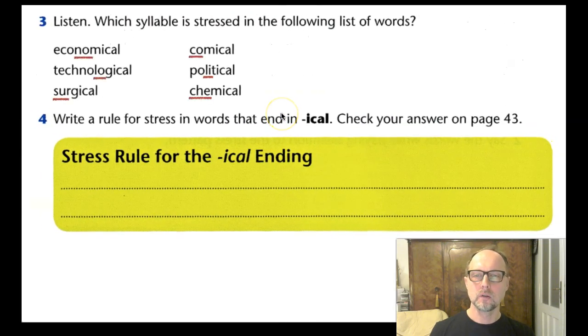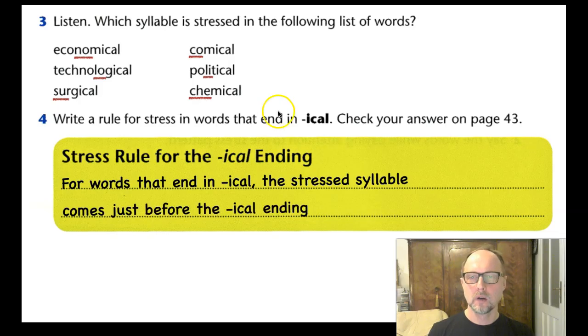For ical, the stress rule for the ical ending, for words that end in ical, the stress syllable comes just before the ical ending. So as you can see, it's just before. So you can have some other consonant as long as it's an ical. So mickle, jickle, mickle, tickle, right? As long as it's before the ical.